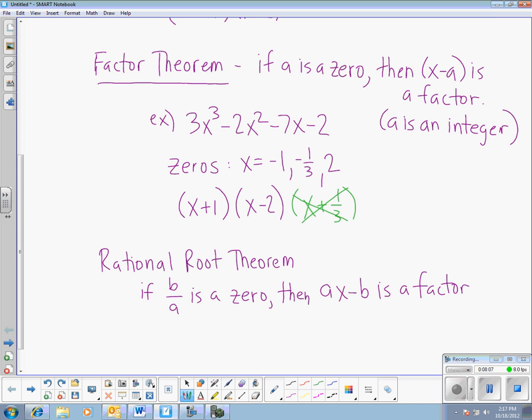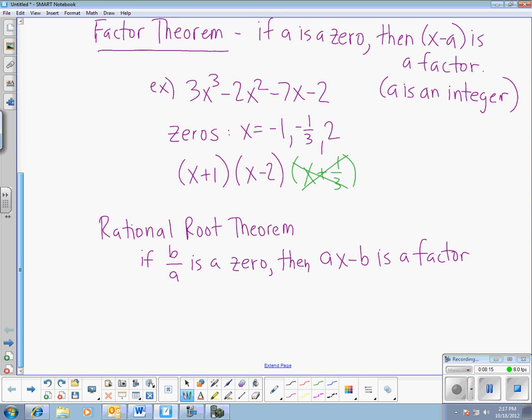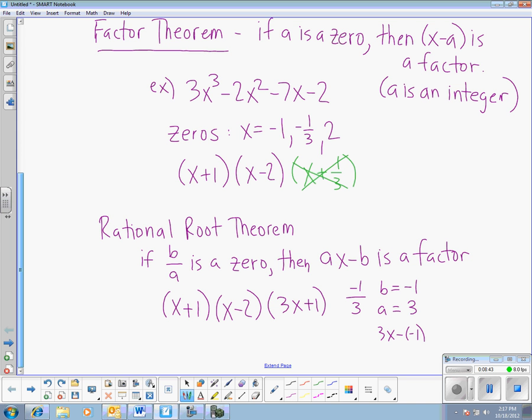So what that means is I can't just do the x plus 1/3 like I wanted to earlier. Instead, I have to transform it a little bit, and I'm going to have my same two factors as before, but my third factor is going to be 3x plus 1. So think of my 0 of -1/3 as b over a, -1/3. So b equals -1, a equals 3, and then my factor is ax minus b. So 3x minus -1, or 3x plus 1. That's the rational root theorem.